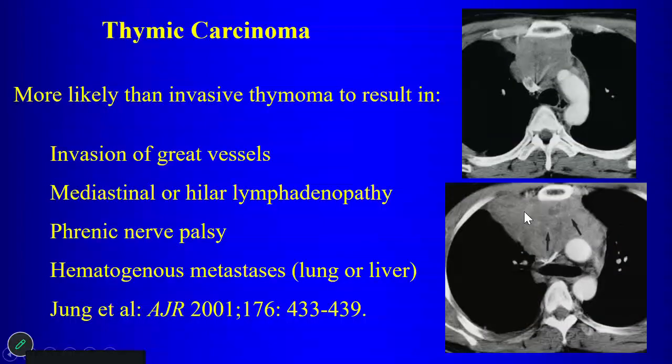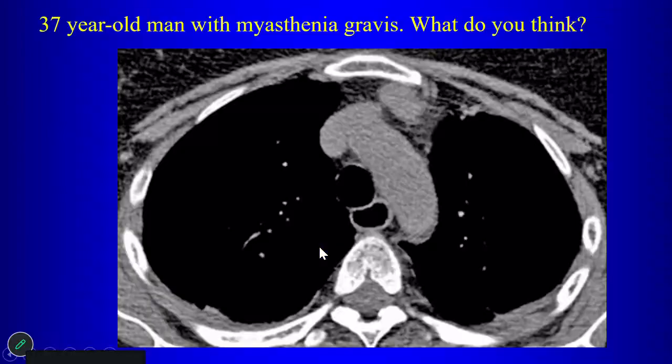This one's an anterior mediastinal mass here. You can see the effect on the superior vena cava. So invasion of great vessels, lymphadenopathy, phrenic nerve palsy, hematogenous metastases, all of these can be associated with thymic carcinoma. Okay? Here's a 37-year-old man with myasthenia gravis. There's an anterior mediastinal mass. So our first thought here is thymoma, right?